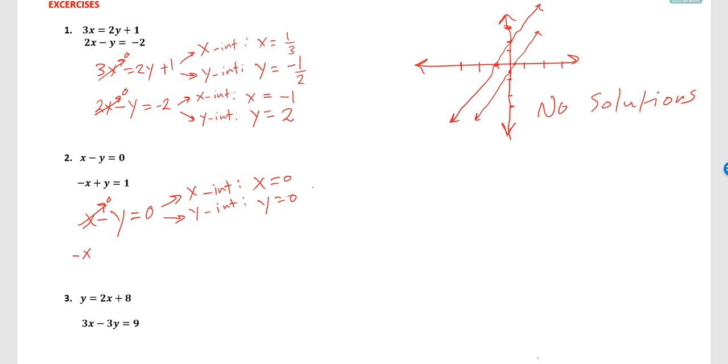Now for the second equation, minus x plus y equals 1, we have the x-intercept. We set y equal to 0, so we have minus x equals 1, so x equals -1. And then we have the y-intercept, found by setting x equal to 0, so y is equal to 1.